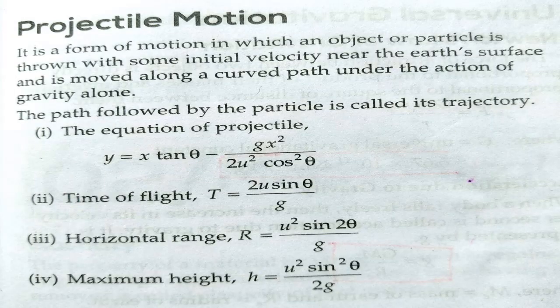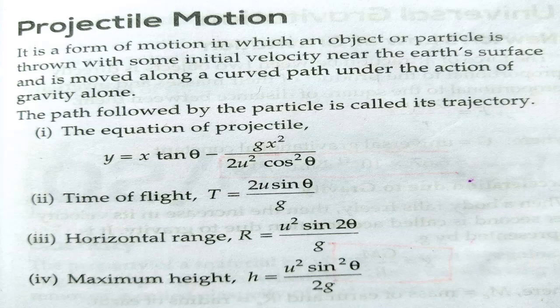Projectile motion. It is a form of motion in which an object or particle is thrown with some initial velocity near the earth's surface and moves along a curved path under the action of gravity alone. The path followed by the particle is called its trajectory.